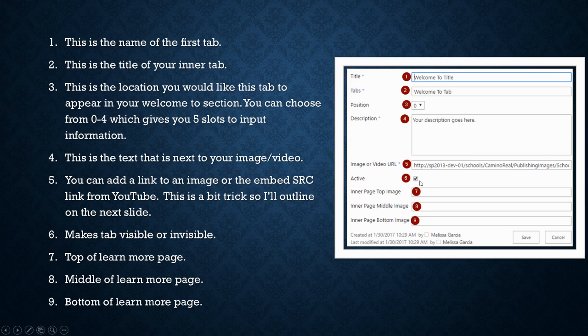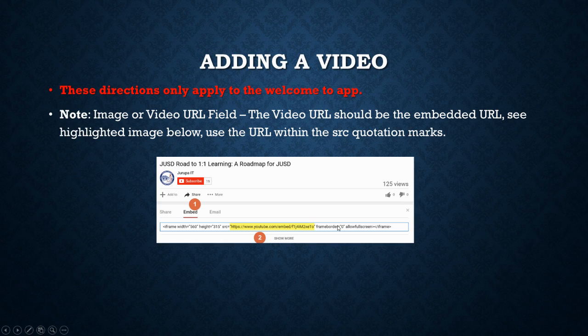Okay, so active, again, this makes what you're adding, your content, either visible or invisible. And then these 3 numbers, 7, 8, and 9, these images are going to show up inside of your description. So instead of adding an image and having to worry about resizing it and putting it somewhere within this, you can just add the links right here, and then it'll add it to the top or the middle or the bottom, and it'll be already sized for you.